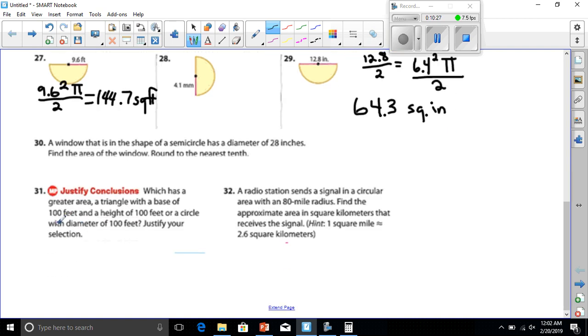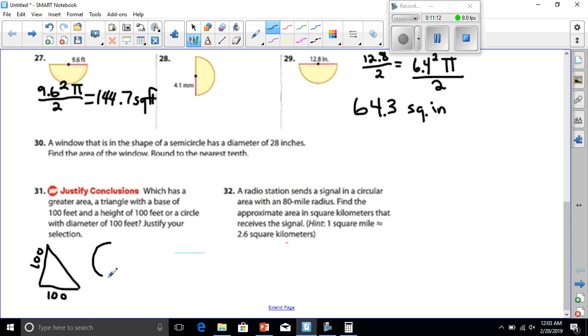All right, I'm down to number 31 as far as what I'm going to do tonight. It says, which has a greater area? A triangle with a base of 100 feet and a height of 100 feet, or a circle with a diameter of 100 feet. Well, first of all, if I were to take a triangle and it was 100 by 100, it would look like that. But this is a diameter of 100 feet.